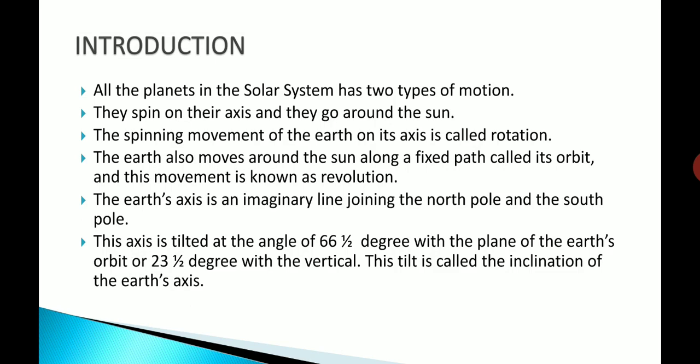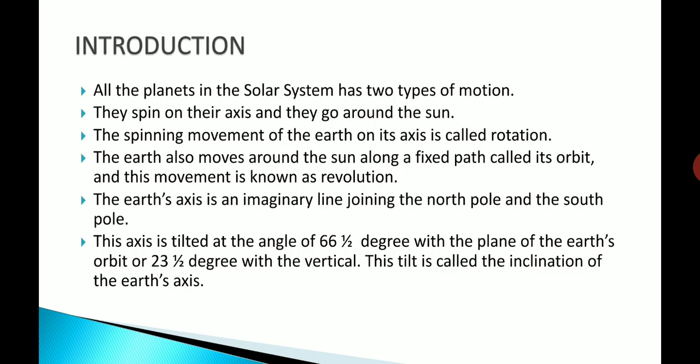All the planets in the solar system have two types of motion. First, they spin on their axis, and they go around the Sun. The spinning movement of the Earth on its axis is called rotation. The Earth also moves around the Sun along a fixed path called its orbit, and this movement is also known as revolution.